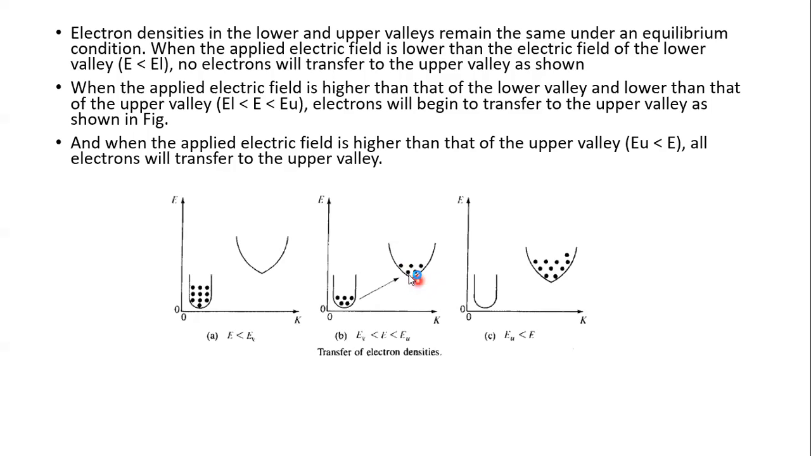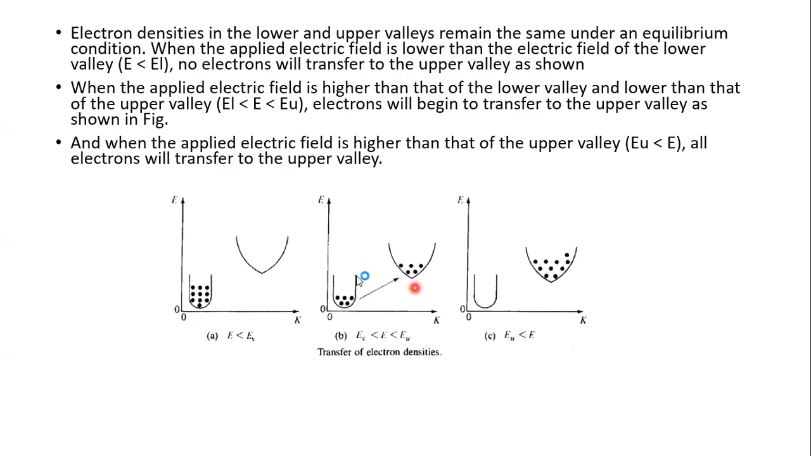The lower valley, the upper valley: it has the minimum energy of this much, and the upper valley will have the maximum energy of this much. Now this level and this level, they are the same. So if the applied electric field gives a sufficient amount of energy to the electrons which are present in the lower valley, the electron will be raised to this level, and if it has reached this level, then this level of the energy and this level of the energy are the same.